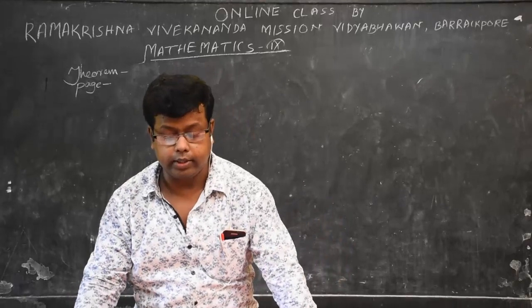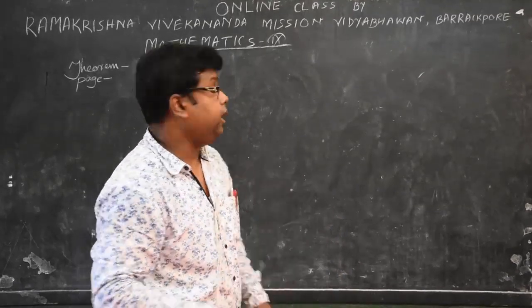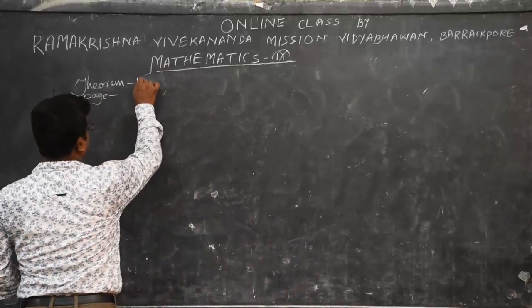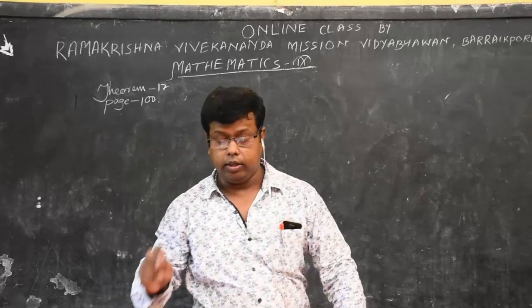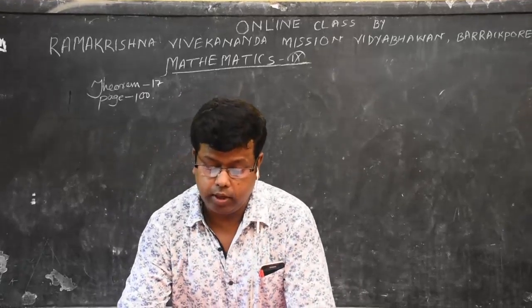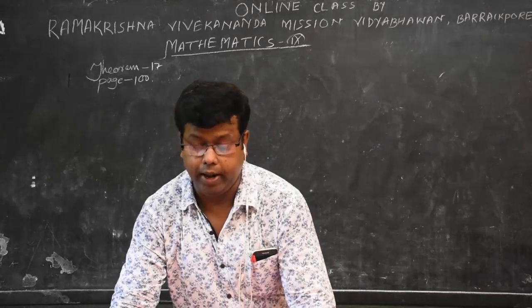Now we are going to understand theorem number 17. It is given on page number 100. Theorem number 17, page number 100. I am telling the theorem: if opposite angles of a quadrilateral are equal, then it will be a parallelogram.